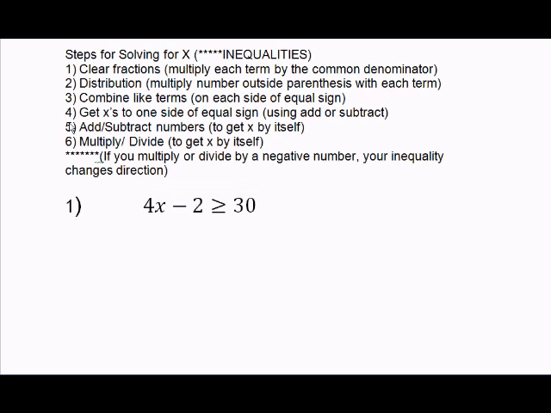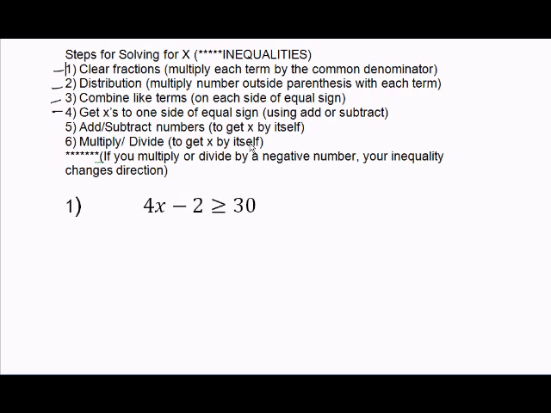So step 1, clear fractions. There are no fractions. Step 2, distribute. There is no distribution here. Combine like terms on each side. 4x minus 2 cannot be combined, and the 30 is by itself on the right-hand side. Get x's to one side. All the x's are to one side already. They're all on the left-hand side. Now we need to get x's by themselves.